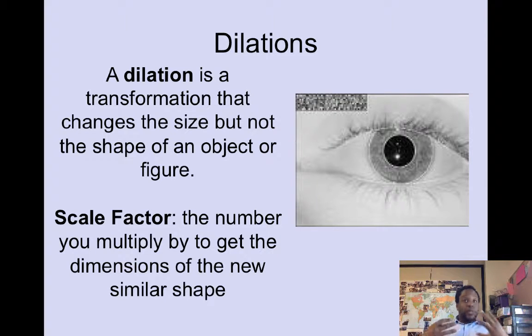Now into dilations. So we talked about dilations in 7.1, that it's a transformation that changes the size but not the shape of an object. Okay, and scale factor is the number you multiply by to get the dimensions of the new similar shape. So when we dilate and get bigger or smaller, the scale factor tells us how big or how small we get. Similar to a similarity ratio, if a scale factor is higher than 1, then the shape gets bigger. And if the scale factor is between 0 and 1, then the shape gets smaller. Scale factor is always a positive number.